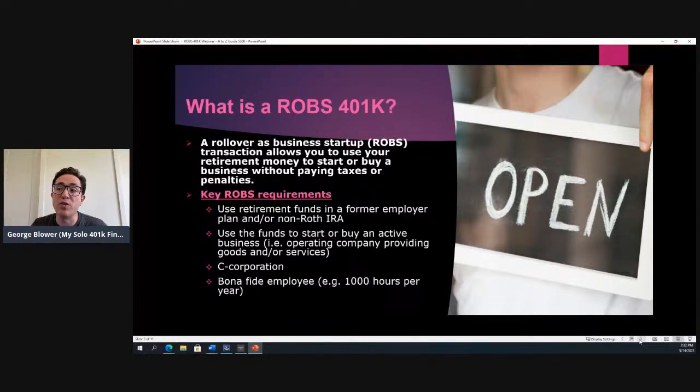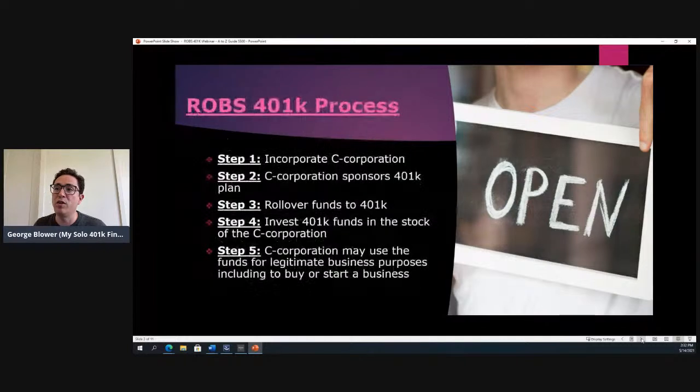You've got to operate the business as a C corporation. You've got to be a bona fide employee. So typically that means you're working at least 1,000 hours a year. The steps are you would first incorporate a C corporation, and we handle that as part of our services. Then that entity, that corporation, sponsors a 401k plan. So we have an IRS approved plan that will allow you to invest in the stock of your own business and fund your own business.